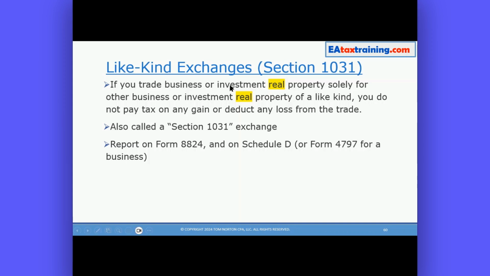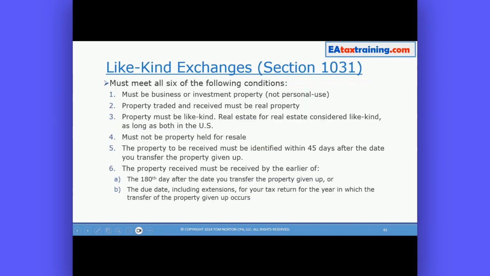Now, it is only on real property. There was a time when you could do it on certain types of personal property as well, but it is now only on real property. In order to do this like-kind exchange and have it be tax-free, you have to meet all 6 of these conditions. It has to be business or investment property. The property traded and received must be real property, as we said. It must be like kind, but any real estate is considered like kind as long as they are both in the United States. So that makes it kind of easy.